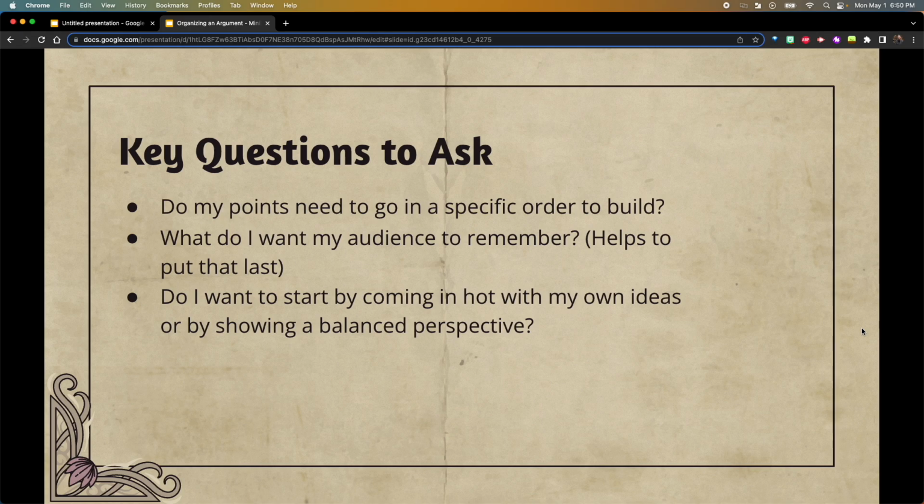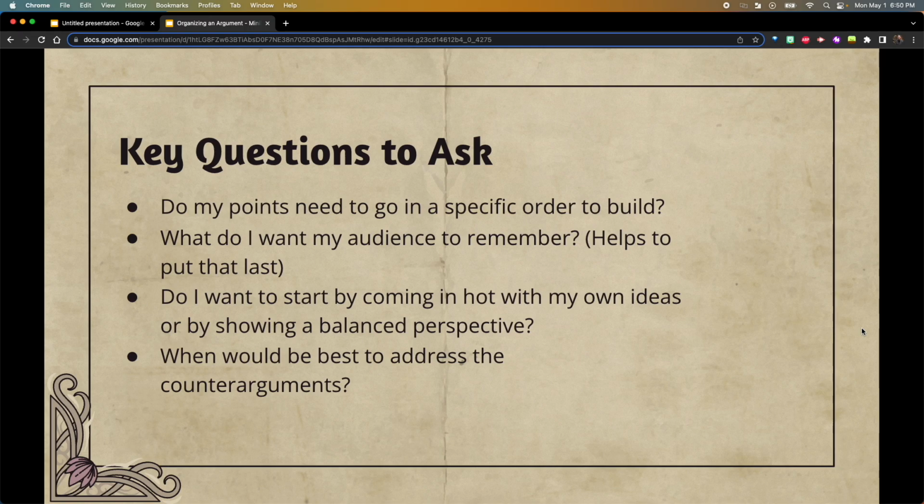Do I want to start by coming in hot with my own ideas, or by showing a balanced perspective, by maybe talking about the opposing ideas first? And then, when would be the best to address the counter-arguments? As you're thinking through your arguments, it's really important that you're being critical and thinking about the effect that you want the organization of your argument to have on the reader.